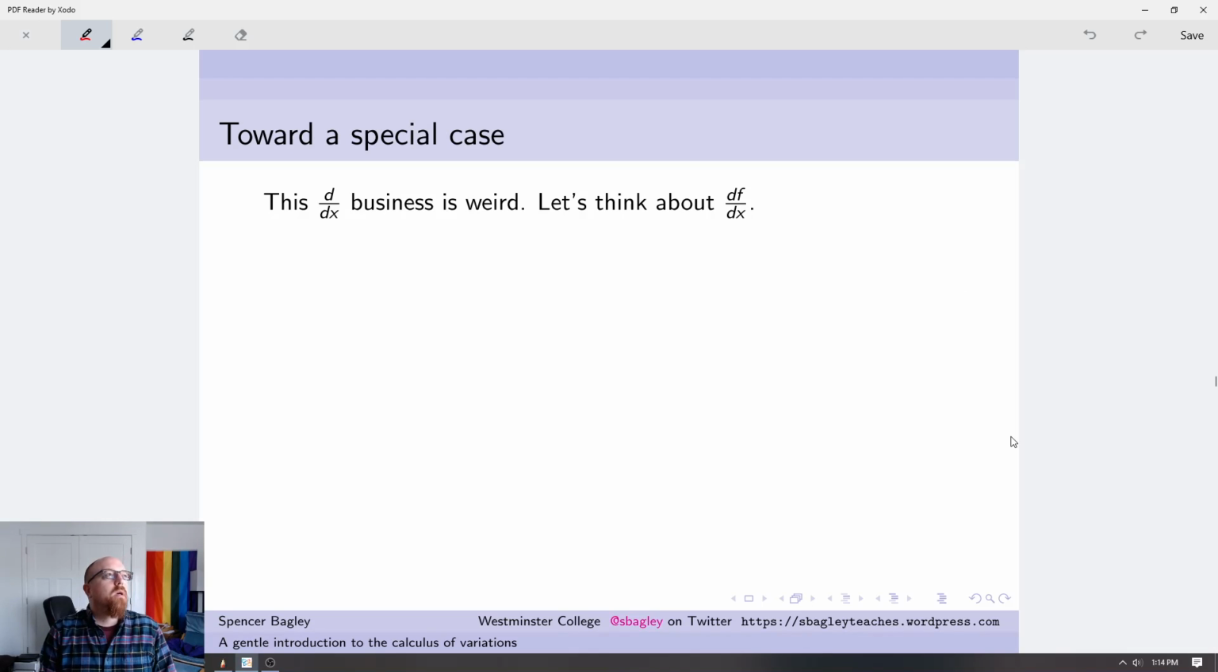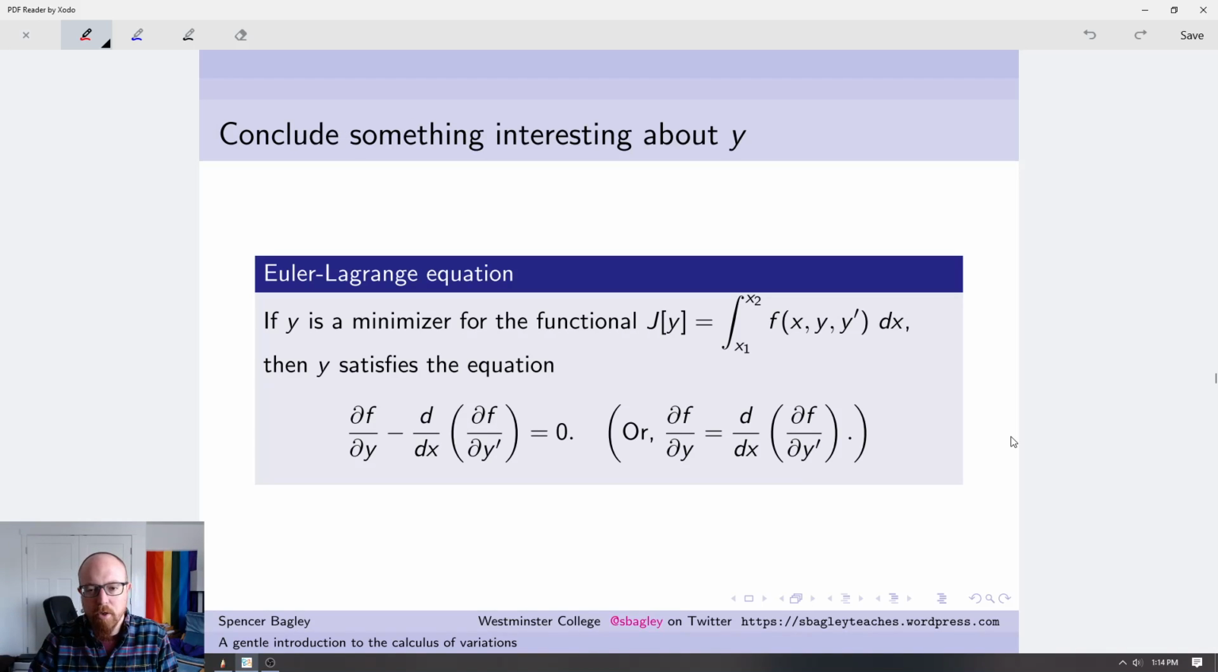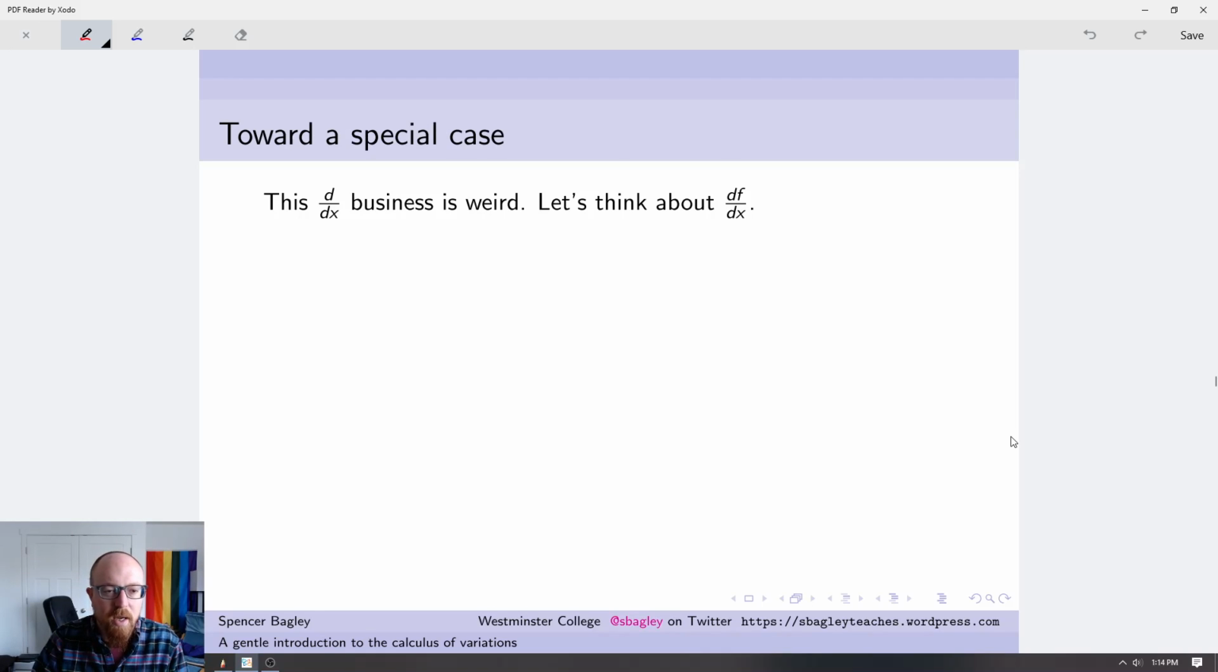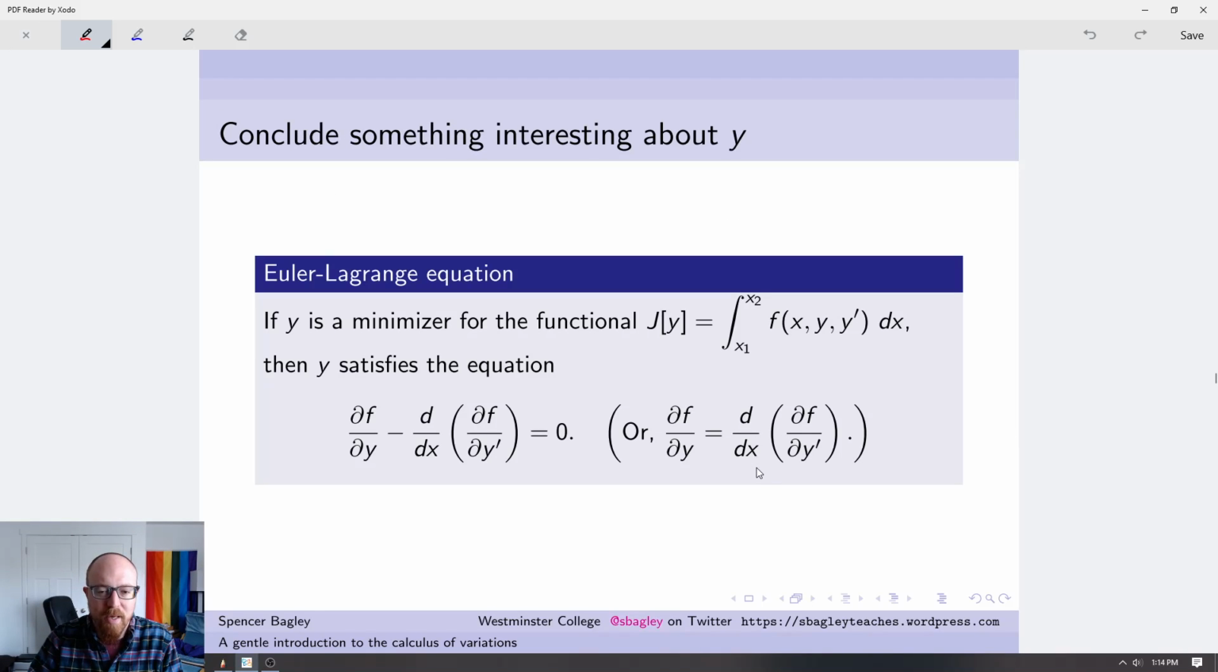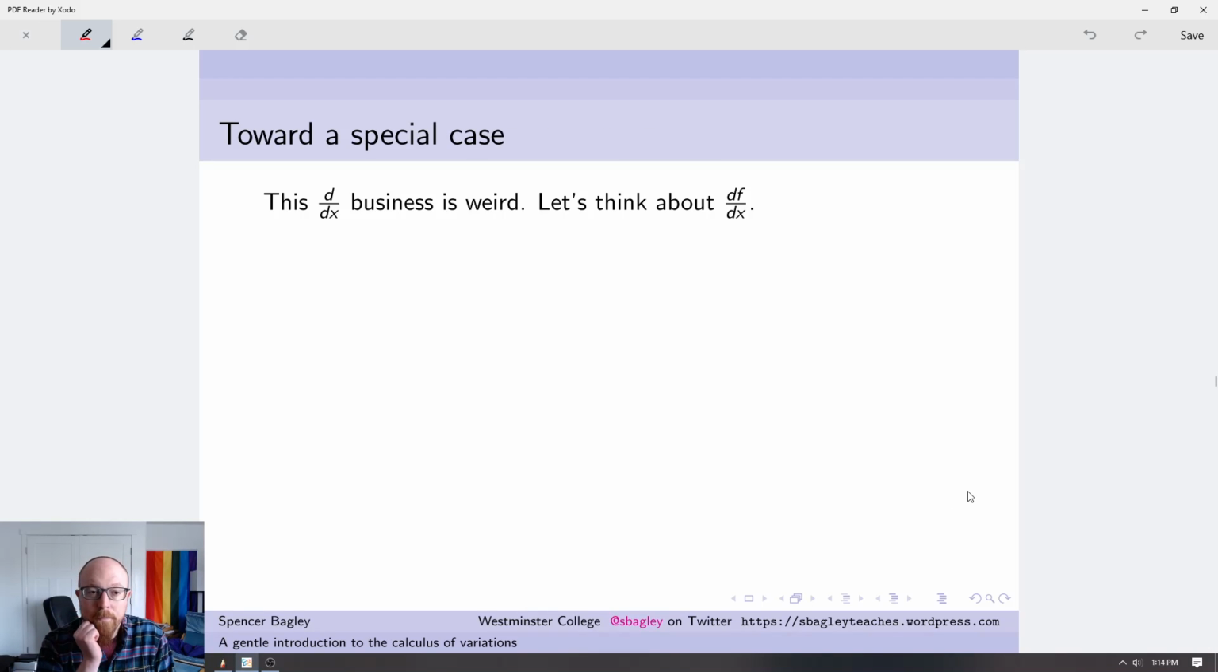Okay. I want to think of a special case of this because, in general, this partial differential equation is kind of hard to solve, and it's a little more powerful than we really need. So here's a special case. Look, I've got the derivative with respect to x of some other thing, and that feels weird to me. I think it might be useful for us to go back to our original integrand and think of its total derivative with respect to x.